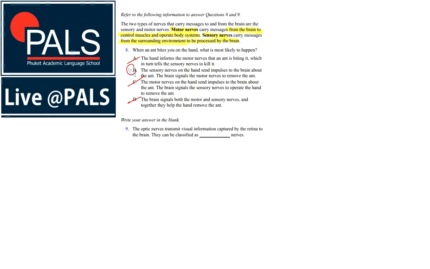So the only thing that makes sense here is B, in terms of order of how signals travel, although it's not worded very well. Again, the motor nerves themselves will not remove the ant, but the motor nerves are connected to different muscles in our body, or in our other arm, which we will move to remove the biting ant. Write the answer in the blank. The optic nerves transmit visual information captured by the retina to the brain. They can be classified as sensory, as they transfer information from a sense organ to the brain.